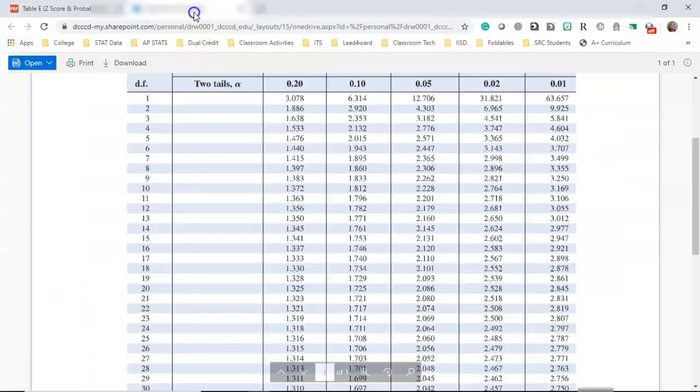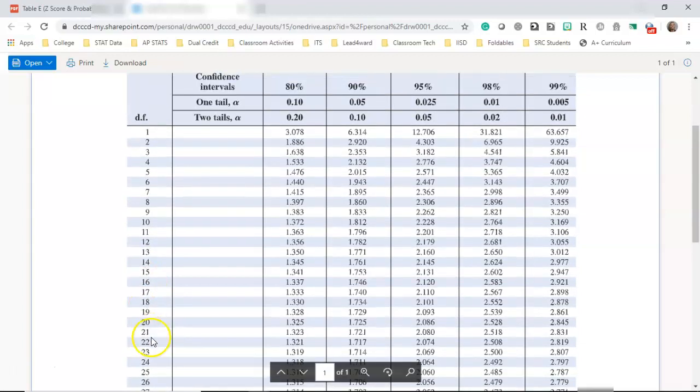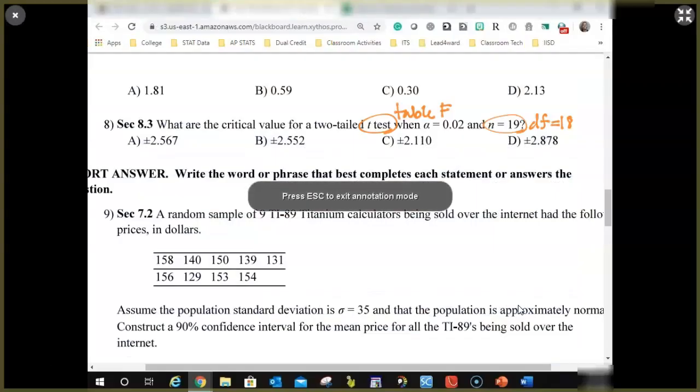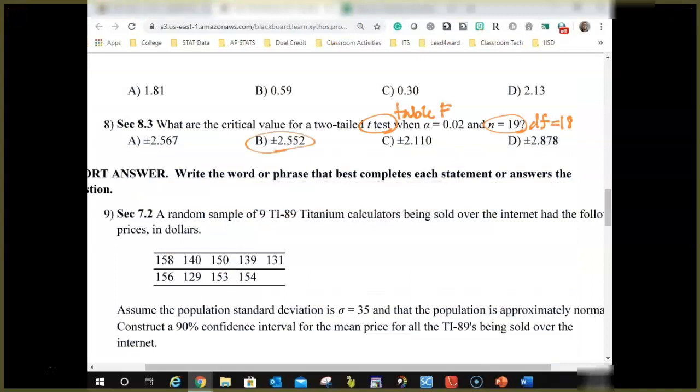So table F, and we have a degree of freedom of 18, which is here. We have alpha is 0.02 and a two-tailed test, so 18 here, and then two-tailed test 0.02. We have 2.552 because it's a two-tailed test. That means we have two values. It's plus or minus. So the answer choice we look at here is B.